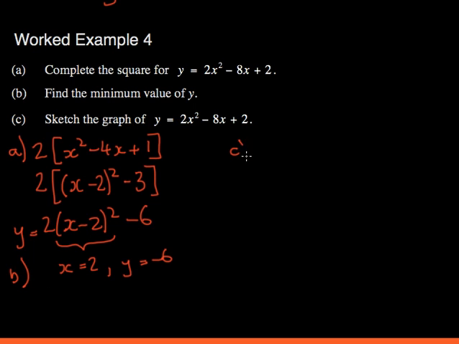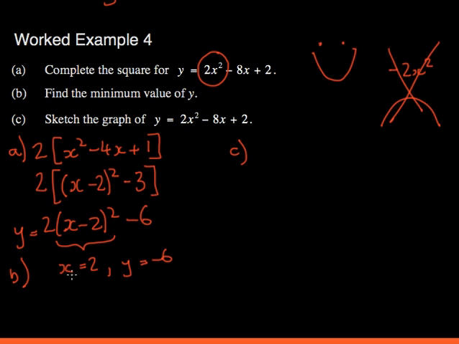For part C, if I sketch this graph, then all I have to do is to look at the term in front of my x squared. Notice that it's positive, so it's going to be happy. It's going to look like this. You know that it's going to look like that because it's a positive number in front of the x squared. For example, if it was minus 2x squared in front, then it would look like that. But we know it's not that one. It's the happy face, a smiley face.